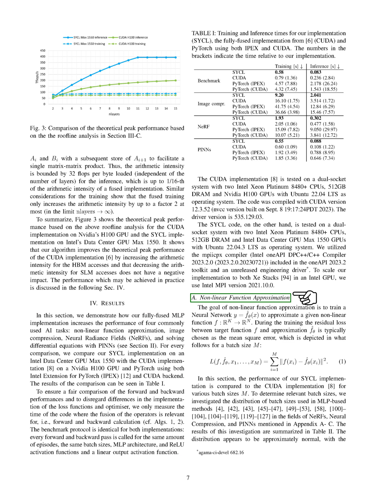For nonlinear function approximation, we trained a neural network to approximate a given nonlinear function. We compared our SYCL implementation with the CUDA implementation for different batch sizes. We found that many methods in the fields of NeRFs, neural compression, and PINNs use batch sizes between 2^16 and 2^22, where our fully fused implementation performs best.